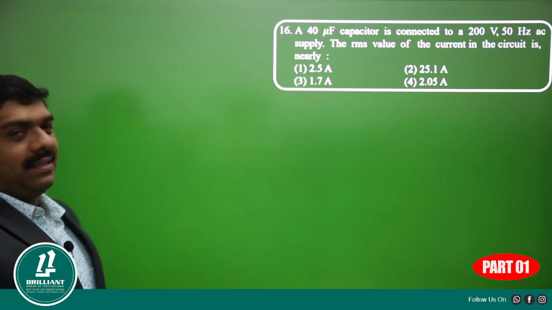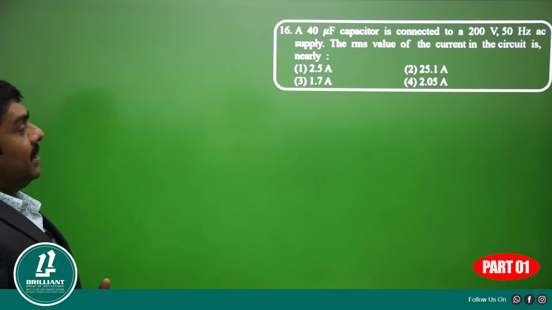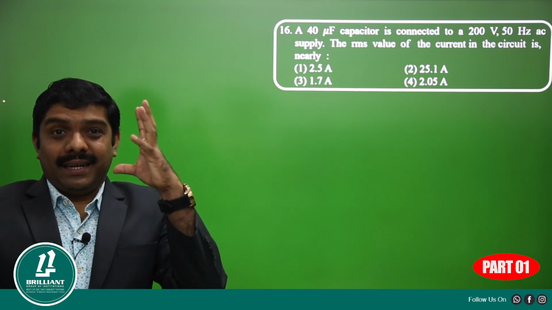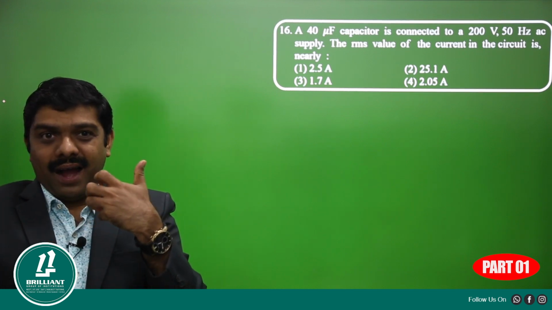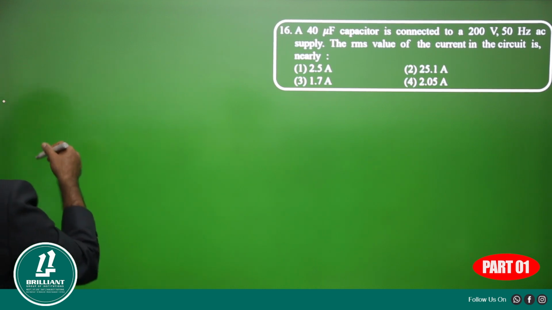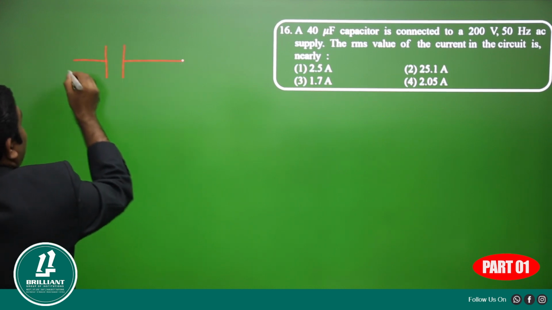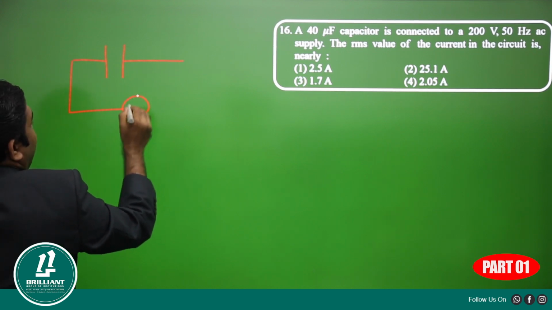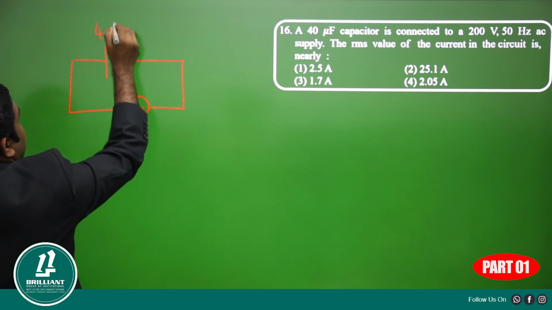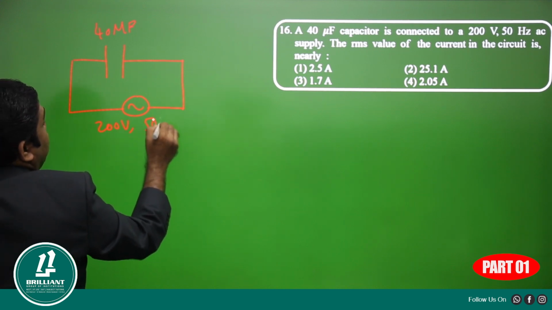A 40 μF capacitor is connected to a 200 volt 50 Hz AC supply. The RMS value of current in the circuit is nearly. This is actually a plus 2 alternating current chapter part 1 question. See now here there is a 40 μF capacitor. Therefore we can say the capacitor is connected to a 200 volt AC source. Here voltage is given as 200 volt and 50 Hertz.